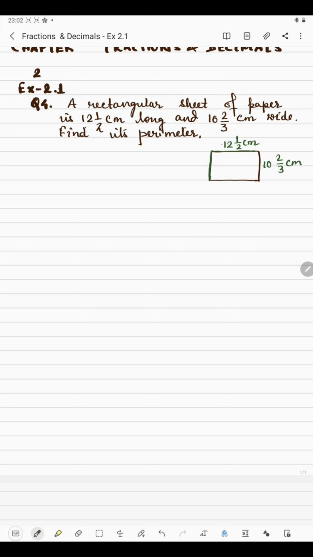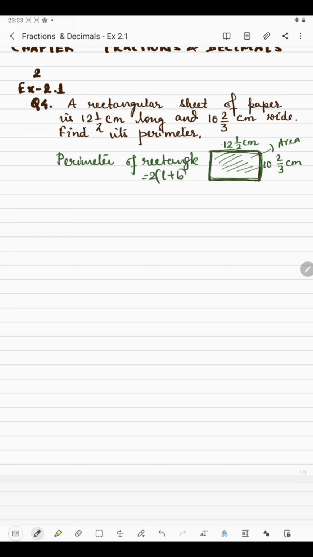Now perimeter means the total length, that means the boundary. Not the inside portion. That is called area. So we will not find area. We will find the perimeter, means the boundary. Total length of the boundary we will have to find. So here we will write. We know that perimeter of a rectangle is 2 into length plus breadth.